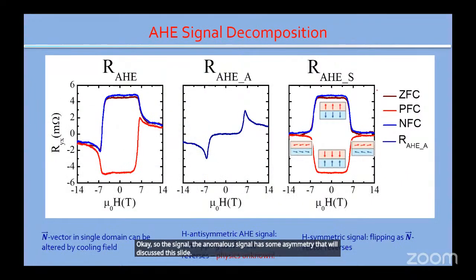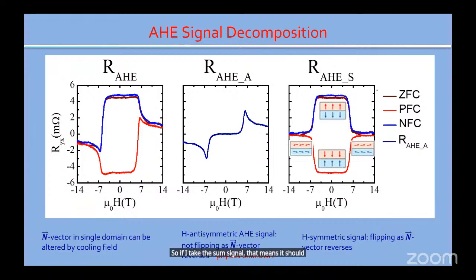The anomalous Hall signal has some asymmetry that I'll discuss on this slide. If I take the sum signal, it should contain the anomalous Hall signal on the left. I have three traces, zero field cool, positive field cool, and negative. One trace is positive, one is negative, and the other is zero. Apparently there's some signal that is not changing when I flip the Néel vector. So I take the difference between these two and I get this middle one. The middle is a field antisymmetric signal, so it doesn't change as I flip the Néel vector.